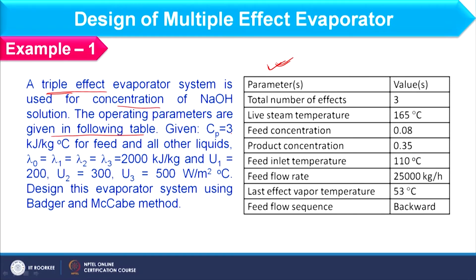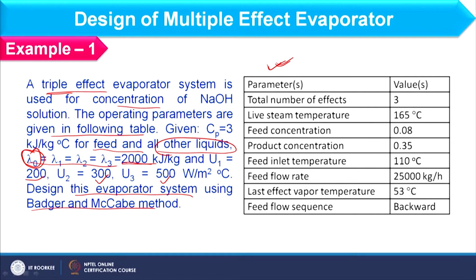In this case, Cp of all feed as well as liquid streams is given as 3 kilojoule per kg degree Celsius, right. And the latent heat of vaporization in each effect, that is lambda naught, first, second and third effect along with the steam, we are considering as 2000 kilojoule per kg. U1 is given as 200, U2 300 and U3 500. So, we have to design this evaporator system with the help of the Badger-McCabe method.